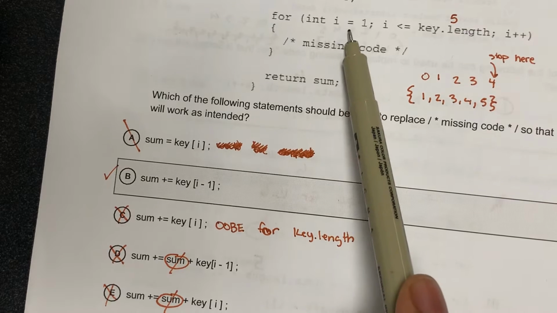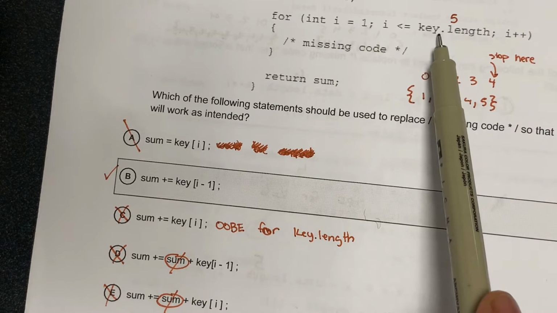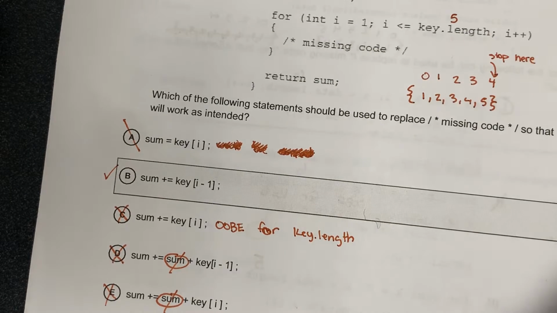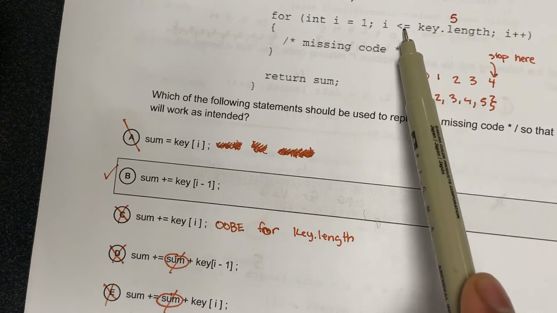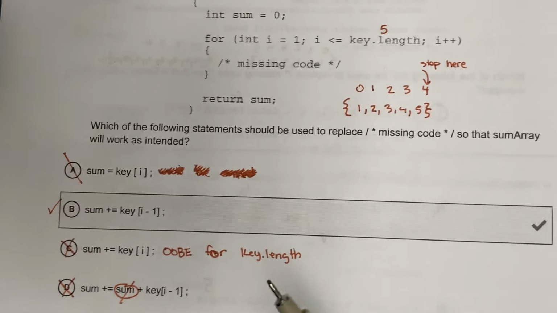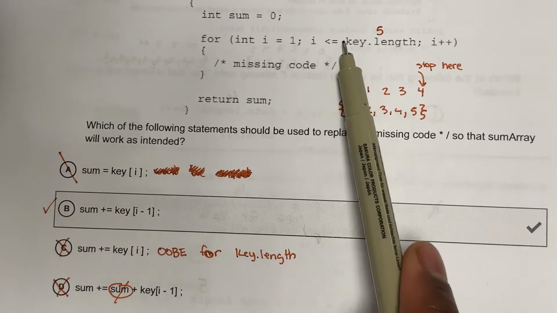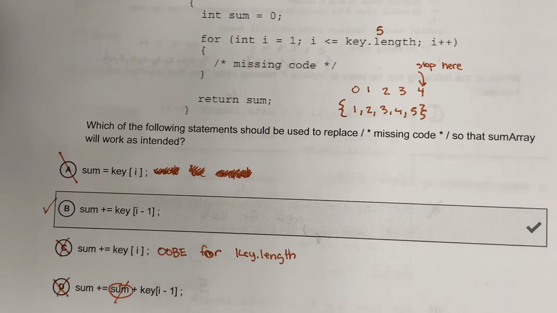So the for loop starts at i equals 1 and goes to the length of our array. And the example that we're going to use is going to go from 1 to 5 inclusive because of the less than or equal to. So A simply doesn't work because it doesn't overwrite sum with the previous value of sum plus a new value. It only sets sum equal to the current value.